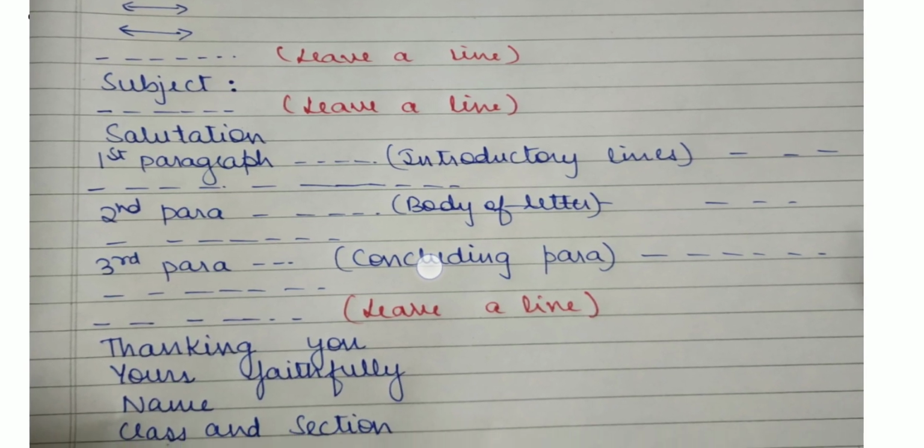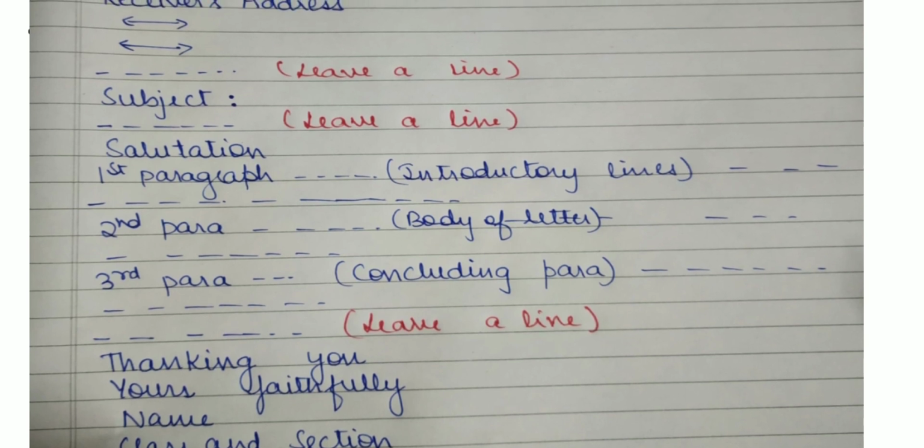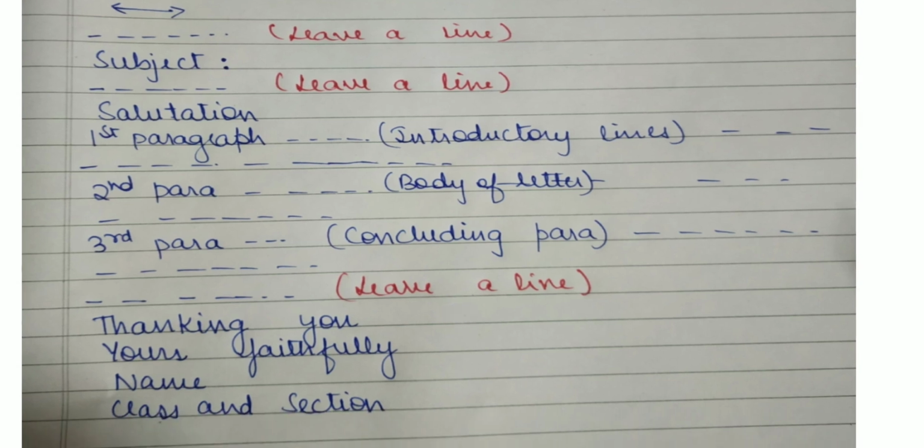Now whenever the third paragraph ends, then you will leave one line. After writing all the 3 paragraphs, you will leave a line. Then you will write thanking you. Here, pay attention. Thanking you. In you, Y is small letter. It is not a capital letter, and there is no comma, no full stop. You will write thanking you.